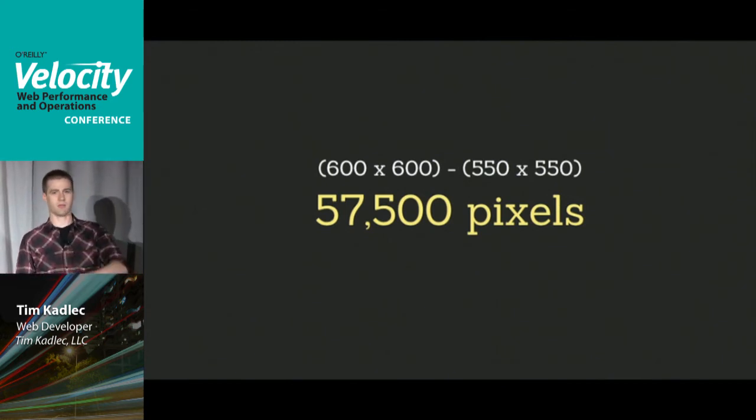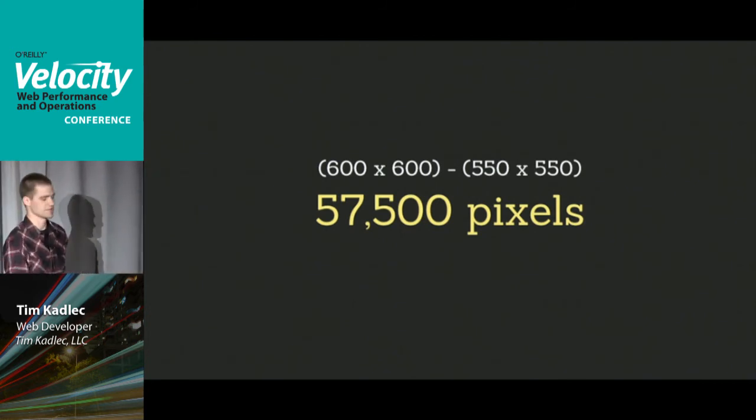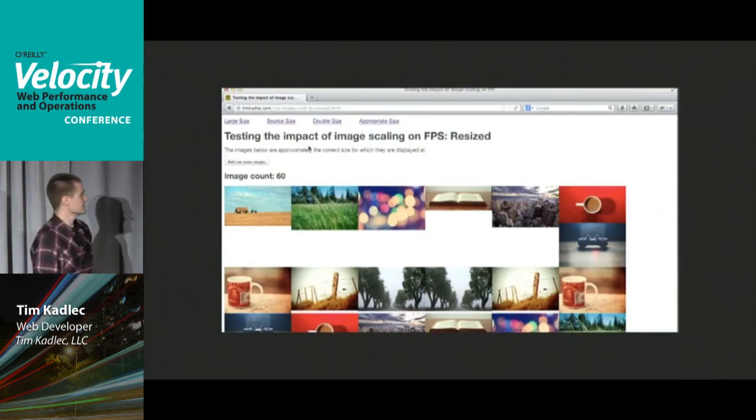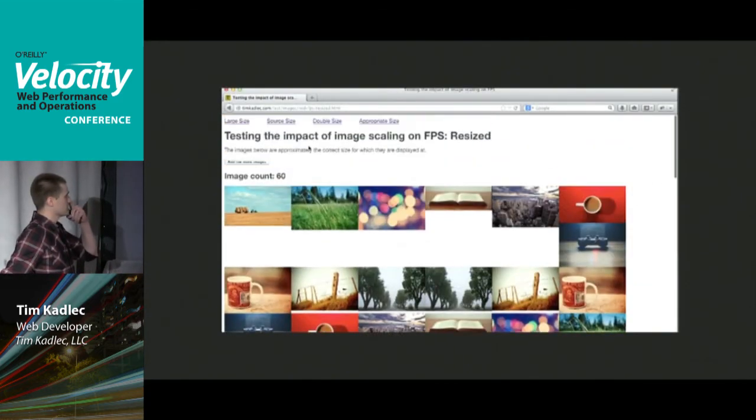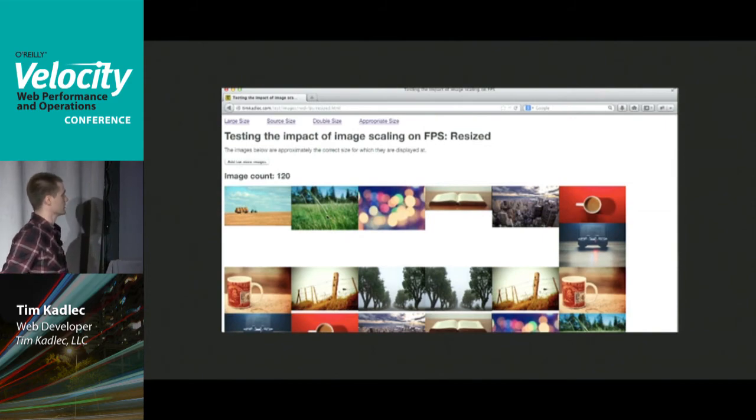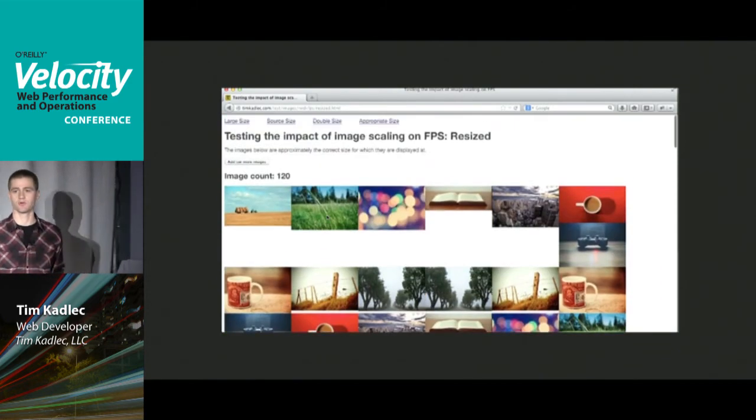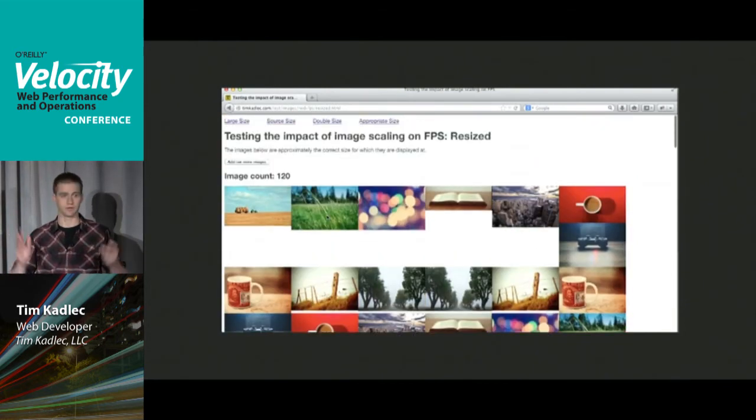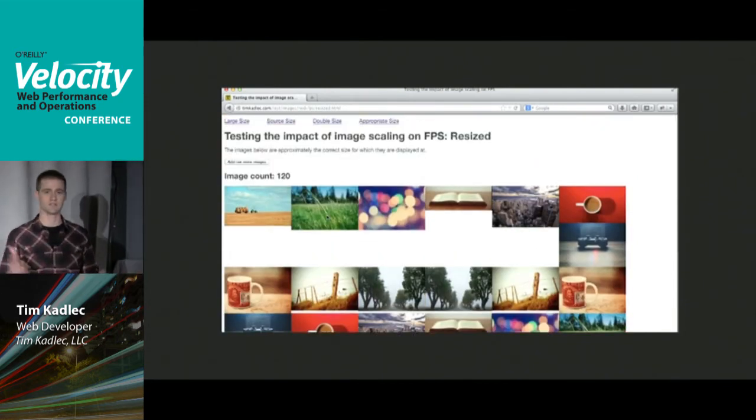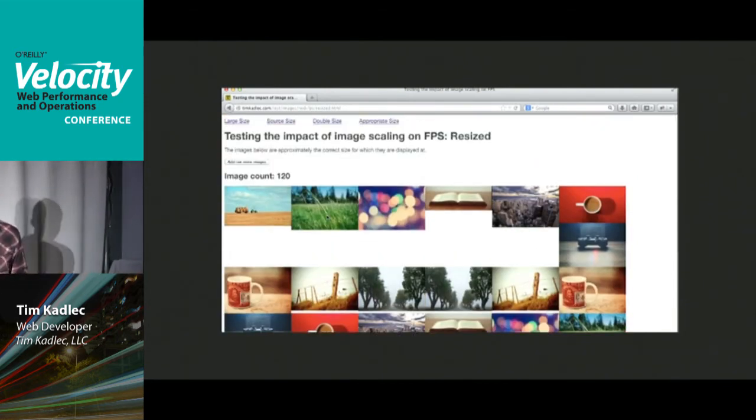So now we've got the memory plus we've got the size, but let's give one more piece of evidence here. This is a page where it's just a bunch of images. These are images that are appropriately sized for what they're going to display at. And you can see the scrolling behavior is fine. You can go nice and smooth. We've got it up to 120 images, no issues. This is in Firefox, by the way.